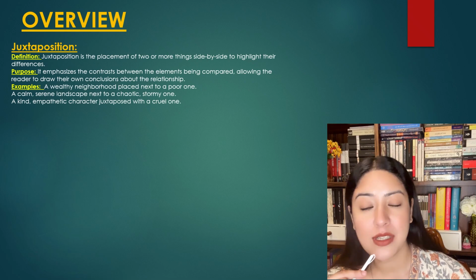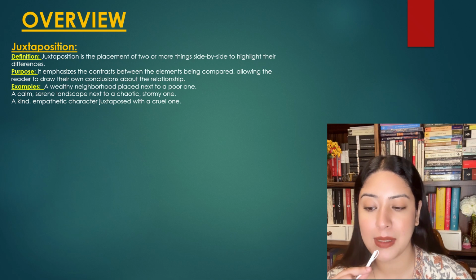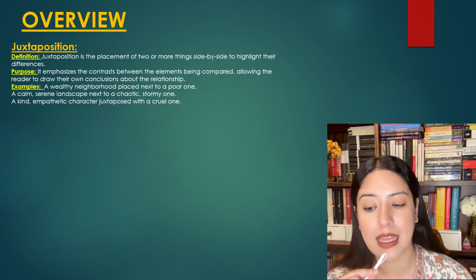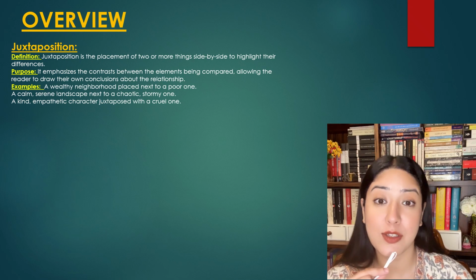So as always, we're going to look at the definitions first individually, then we're going to look at the relations between the two, okay? So juxtaposition first. What is the definition? Juxtaposition is the placement of two or more things side by side to highlight their differences.